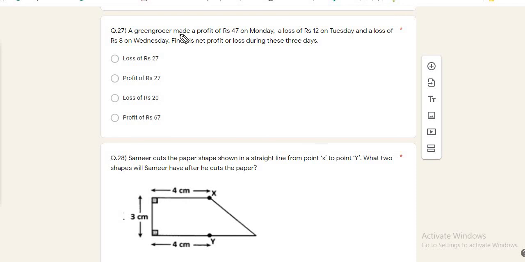Question 27. A greengrocer makes a profit of rupees 47. As it is profit, so it is written as plus 47 on Monday. A loss of rupees 12 on Tuesday. As it is loss, so it is written as -12.